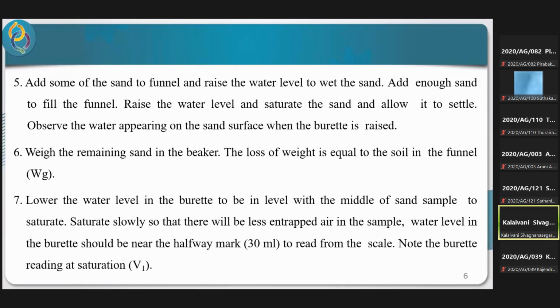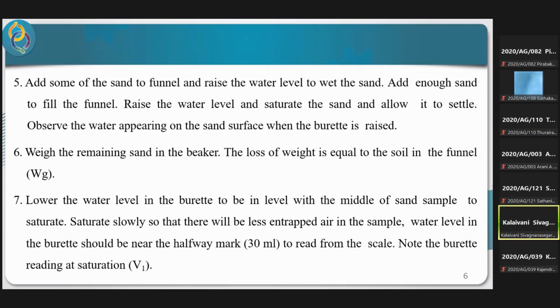Okay, so that loss of weight is equal to the soil in the funnel. So did you understand that one? We already took 200 gram of soil and we transferred some amount of sample into the Buchner funnel. So now we are going to measure that remaining amount of sandy soil.